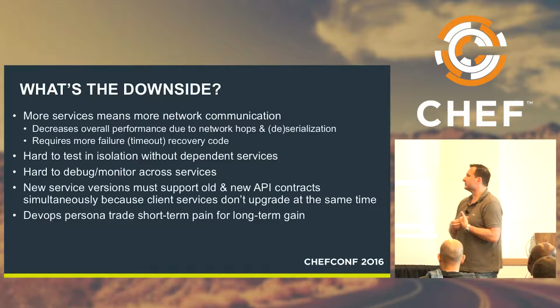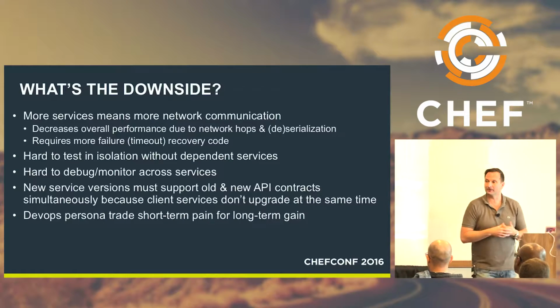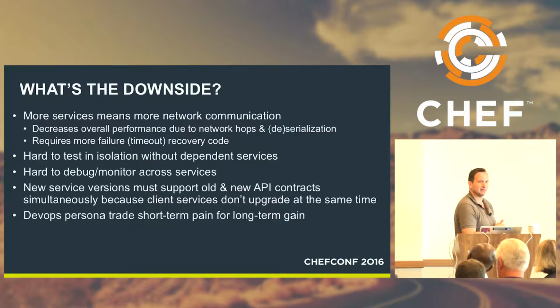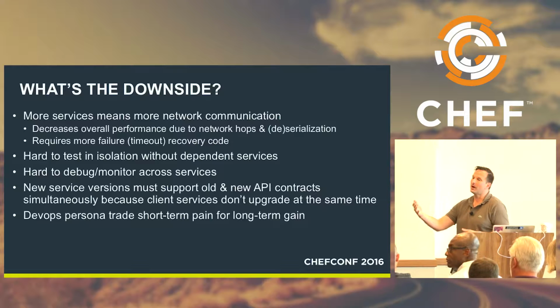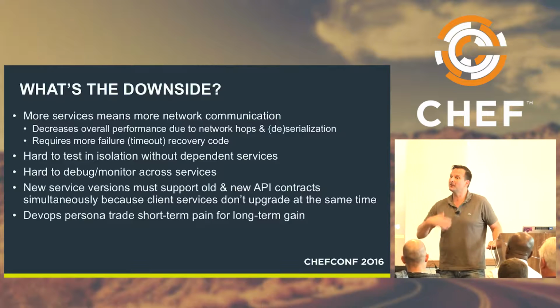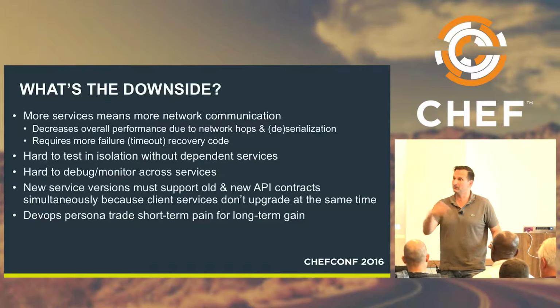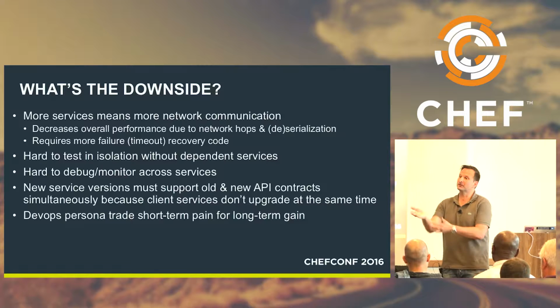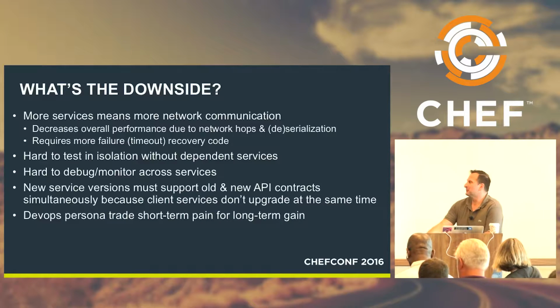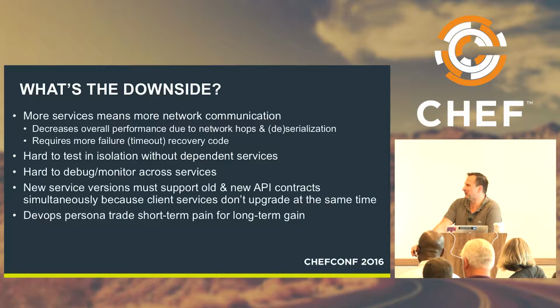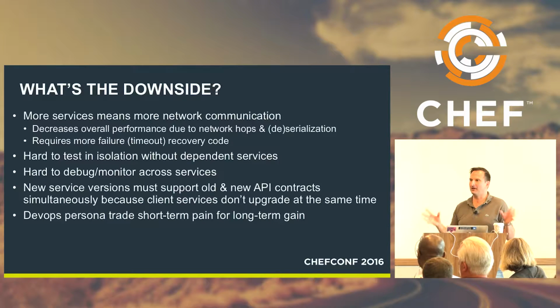And new service versions must support old and new API contracts, because especially in this very dynamic world of CI and CD, you need to make sure that when you roll out a new version of your service, because you roll it out completely independently from others, right, that you don't break the services that are out there. And what it basically comes down to is DevOps personas trade short-term pain for long-term gain. So there's a lot of work to do in these modern cloud applications. I think that's what that slide should say.